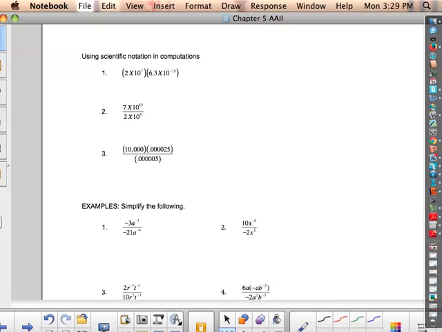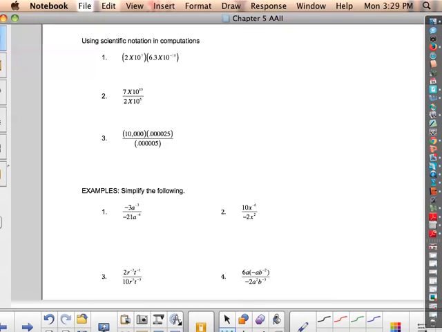Okay, let's take a look at using scientific notation to make some computations. Here I have 2 times 10 to the 7th times 6.3 times 10 to the -11. I can rewrite that as 2 times 6.3 times 10 to the 7 times 10 to the -11.